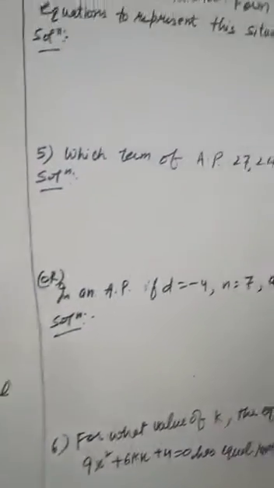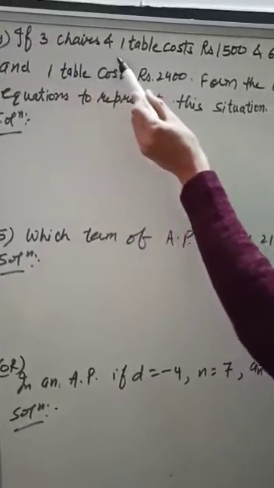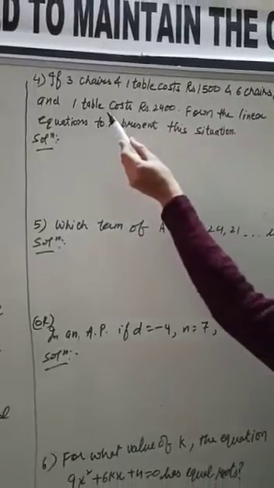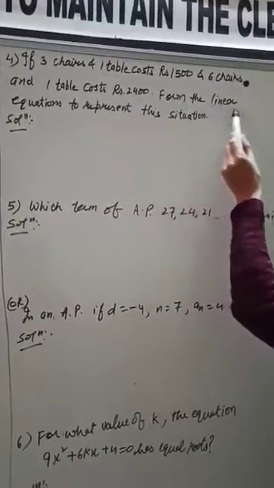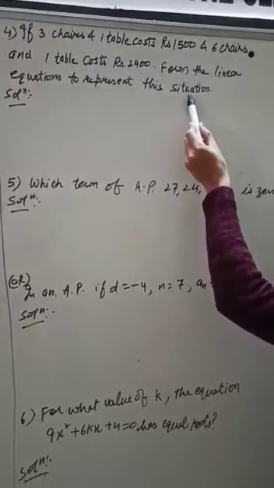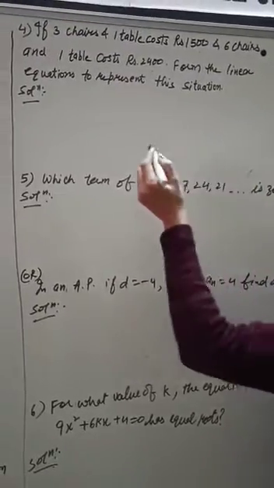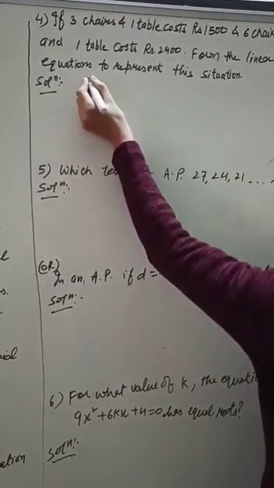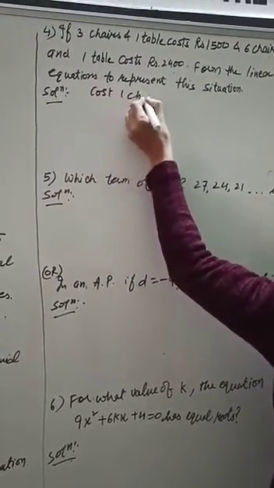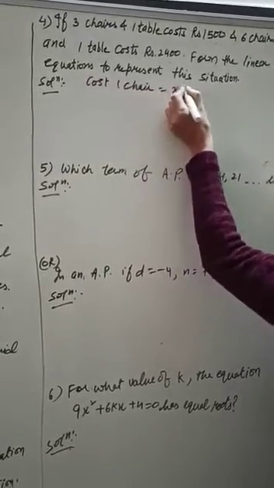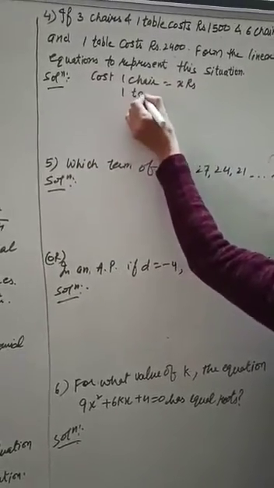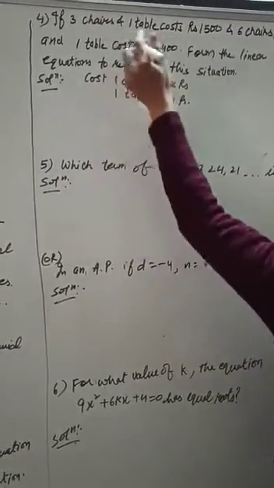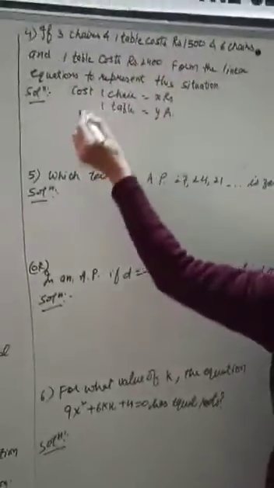Okay, let us see the next one. The fourth question is: 3 chairs and 1 table cost 1500 rupees, and 6 chairs and 1 table cost 2400. Form the linear equations to represent this situation. In the third chapter, we studied pair of linear equations in two variables. Suppose the cost of 1 chair is x rupees and the cost of 1 table is y rupees, then this implies the condition that 3 chairs and 1 table cost 1500.